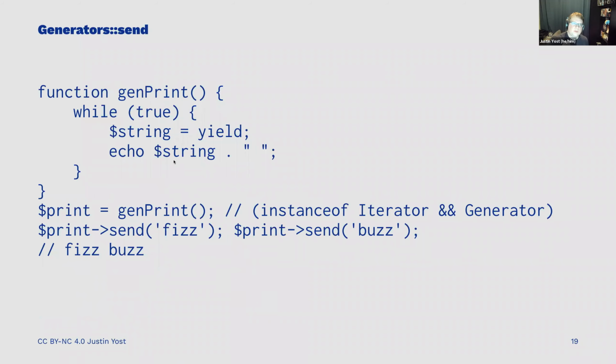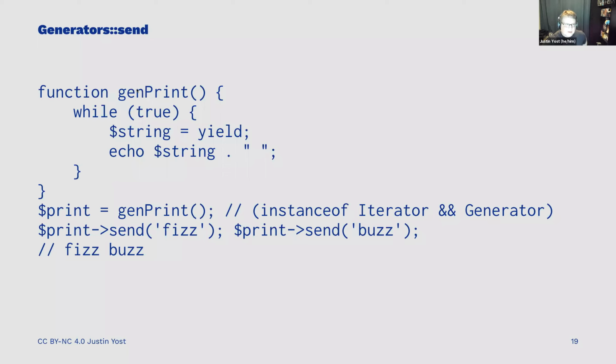Okay. We can also send values. So what does that look like? So gen print is just an infinite loop. We're going to have this while true. We're going to have a string equal to yield. So it's an empty yield. We haven't quite seen that before, but it'll be okay. And then we're going to echo the string, right?